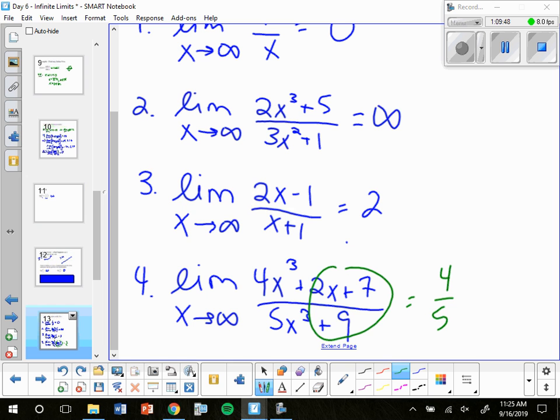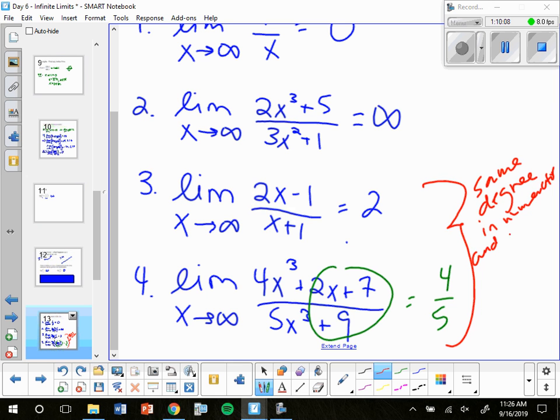Does this look familiar to you? You probably learned horizontal asymptote rules in pre-calc. If you have the same degree, meaning the power on the exponent, in your numerator and denominator, what do you look at to see what it's approaching? It's going to be a phrase that should bring it back. Look at the ratio of your leading coefficients. Does that ring a bell?